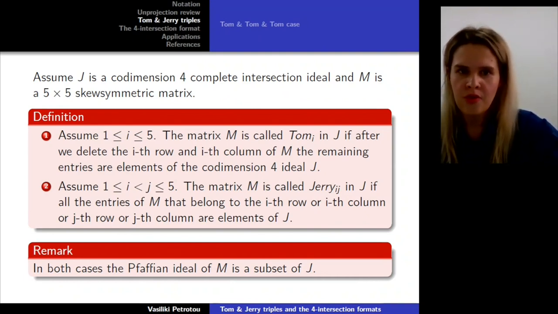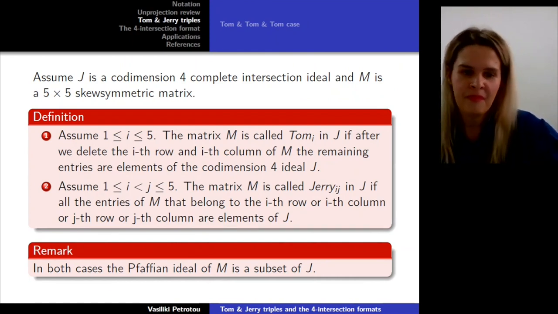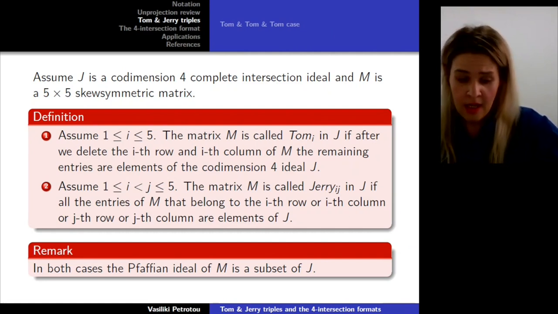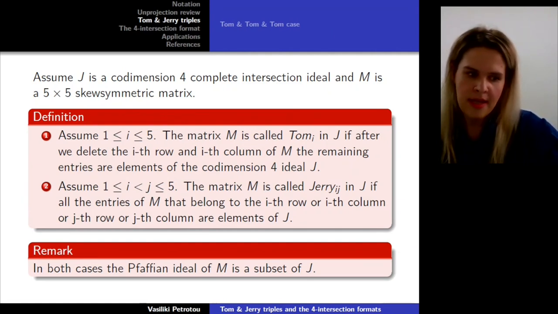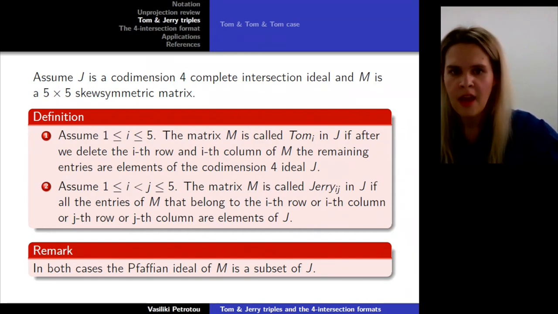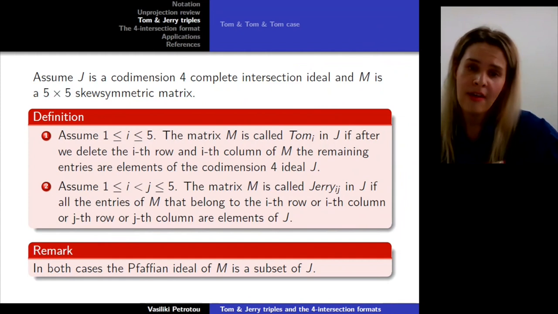Before I introduce the Tom and Jerry triples format and explain what it is, let's meet the main players. Let's meet Tom and Jerry. Tom and Jerry are two families of unprojection which were originally defined and named by Miles Reid and are related to the construction of codimension 4 Gorenstein rings starting from codimension 3.